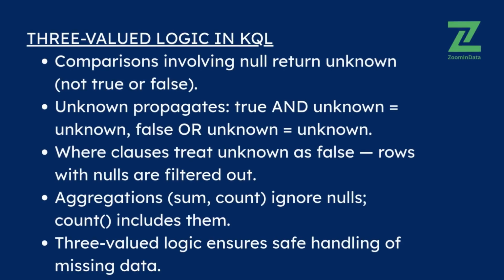Let's start with three-valued logic. This is the heart of null behavior in KQL. Comparisons involving null return unknown, not true or false. Unknown propagates. True and unknown equals unknown. False or unknown equals unknown. Where clauses treat unknown as false, so rows with nulls are filtered out. Aggregations like sum and count ignore nulls. Count includes them. Three-valued logic.